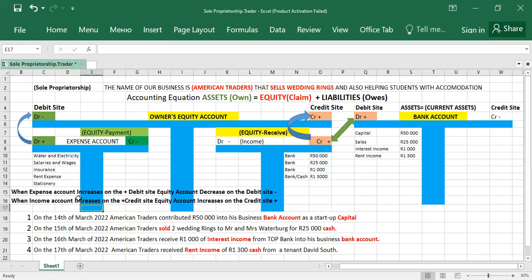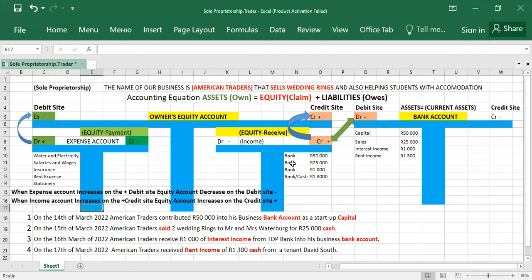Now, let us go and read the first question to practicalize the theory that we have just explained above. Now, please remember that we are working with the owner's equity account combined with the asset account. And the bank account is an asset. It is increasing on the debit side and also decreases on the credit side. So I don't want to confuse you, student.